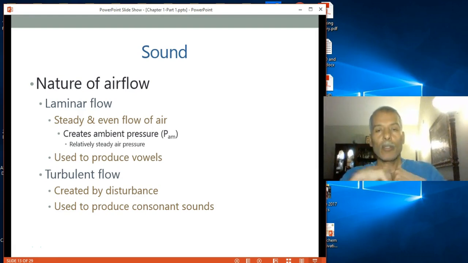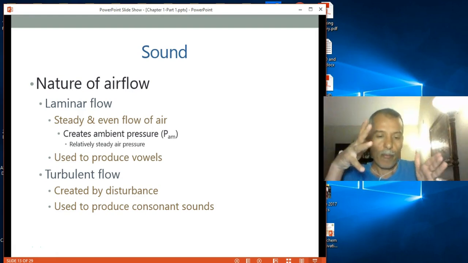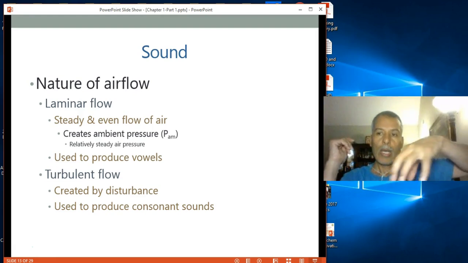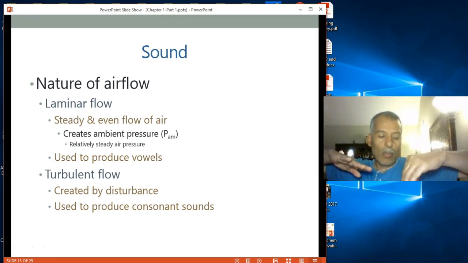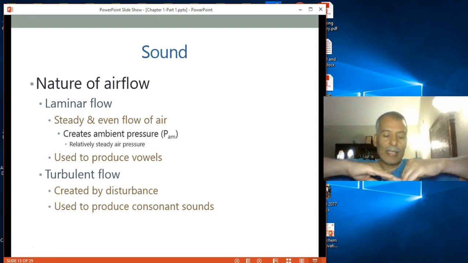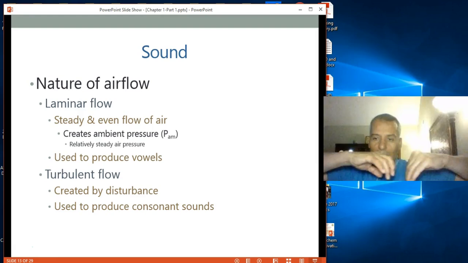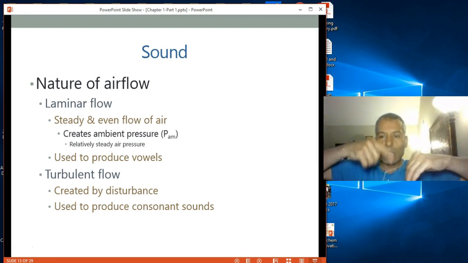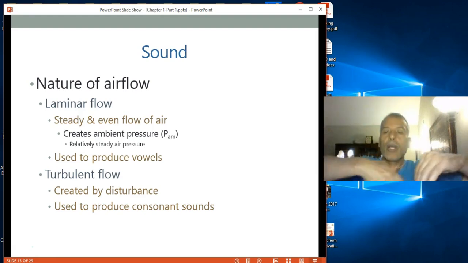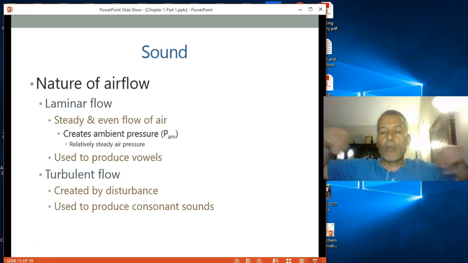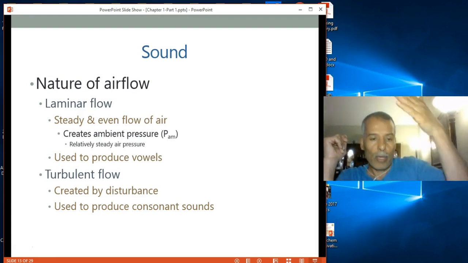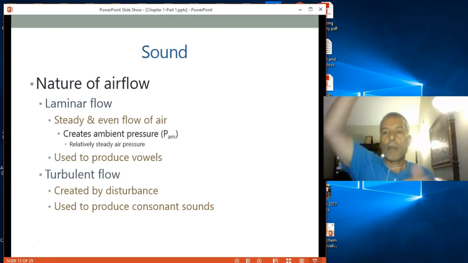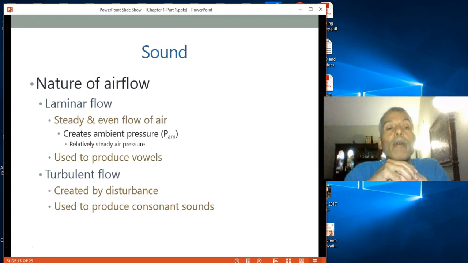Turbulent flow. Turbulent flow is like having a river, and in that river there's a big boulder, and water is flowing from one direction. As it is moving, it comes closer to that boulder and it hits. As it hits, what happens? It's going to bounce back, creating waves, and it will create what are like eddies. It will go around the boulder, but in that process, you have waves all around the boulder. So that is called turbulent flow. As you obstruct the sound, the sound hits a barrier, bounces back, goes up, goes around. So turbulent flow is used to create consonant sounds.